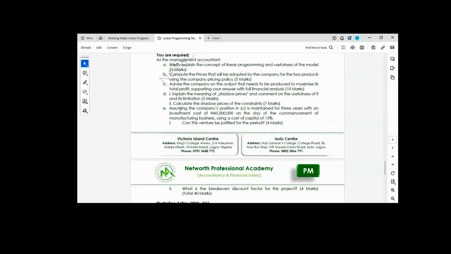Number E, you are told that assuming the company's position in C, the C is where you have your optimal level of activity, where you have your total contribution. So you are now asked to assume the company's position in C is maintained for 3 years with an investment cost of 45 million naira on the day of the commencement of manufacturing business, using a cost of capital of 15%. E1, can this venture be justified for the period? So examiner has given to you initial outlay. Initial outlay is the amount you are going to incur to start the project.